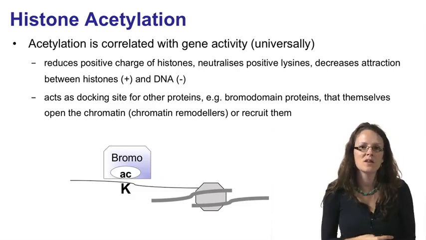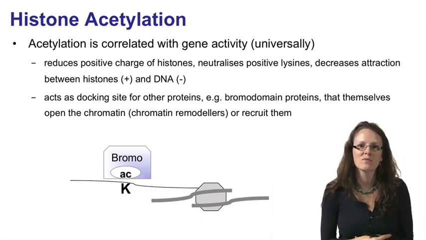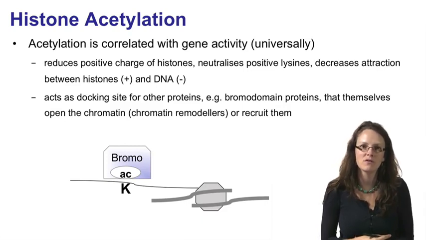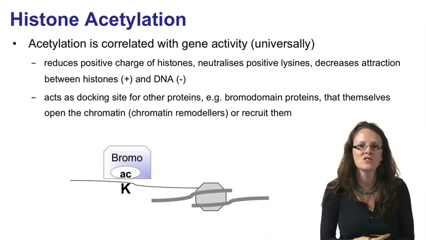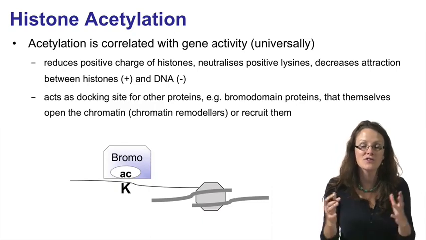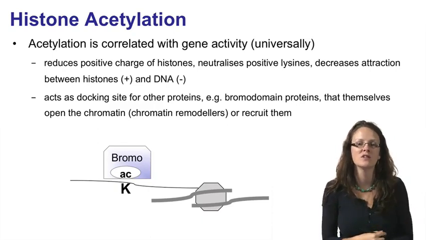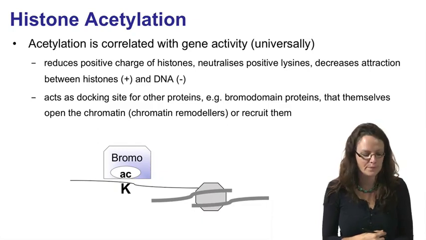And this is easy to explain in an electrostatic way, because when we add an acetyl group to a lysine of the histone tail, this neutralizes part of the positive charge of the histones. And so the histones are not as strongly attracted to the negatively charged DNA, and therefore it's going to be more open and more accessible to the transcriptional machinery.